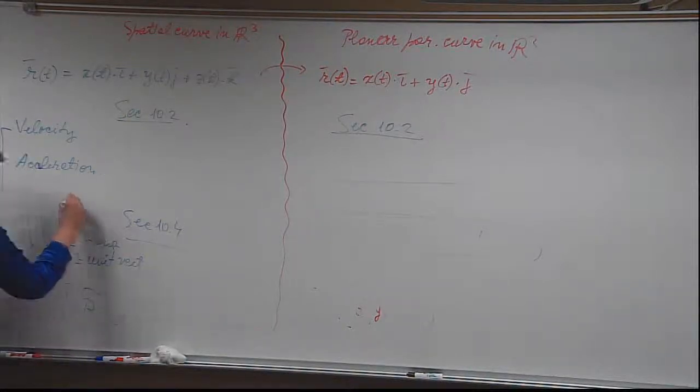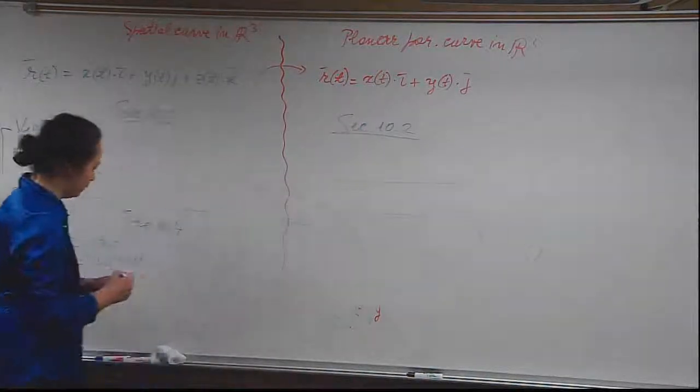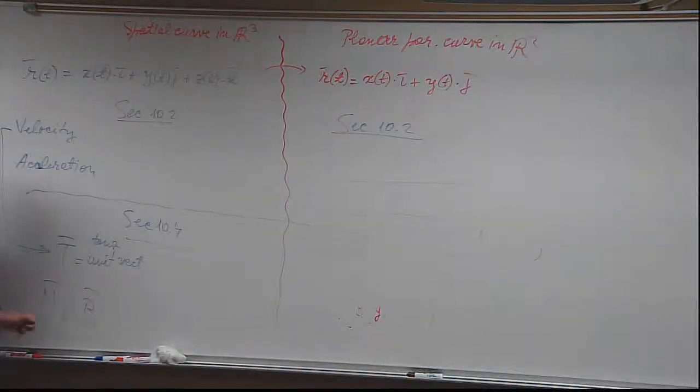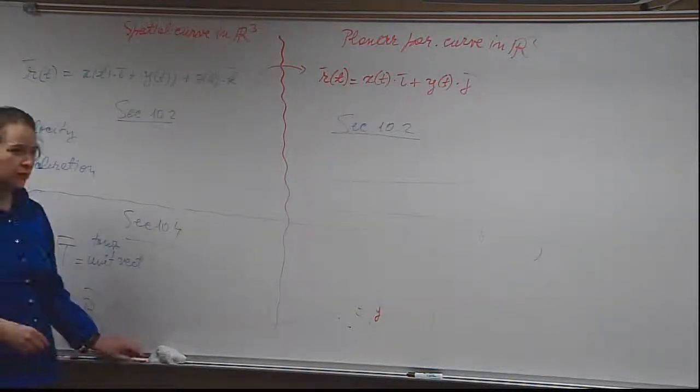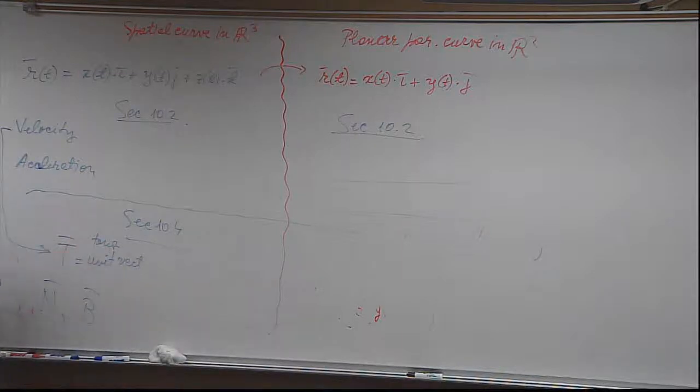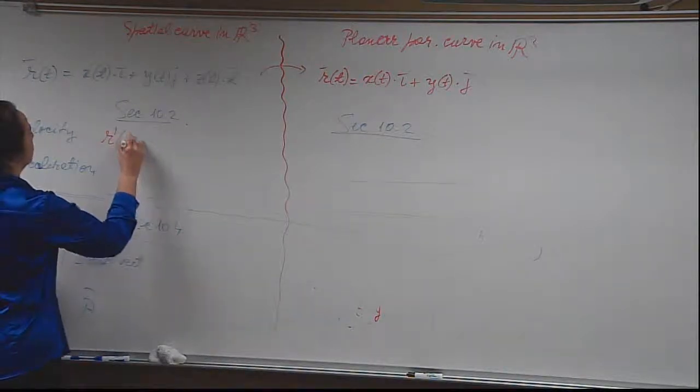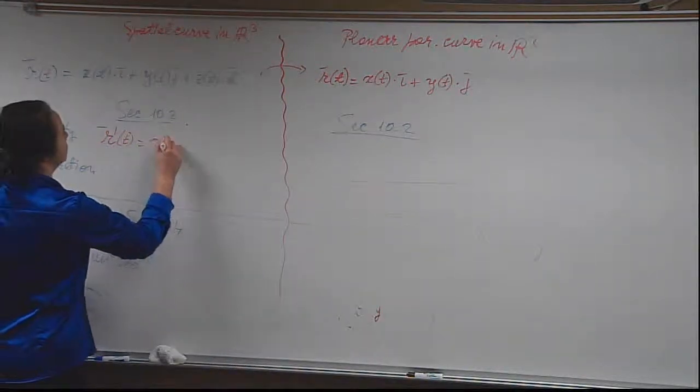So in section 10.4, we will focus practically on T, N and B, the Frenet frame, and its consequences on curvature. We already talked about that a little bit. In 10.2, practically, we didn't cover much. I only told you about velocity, acceleration. However, I would like to review that for you because I don't want to risk losing you.